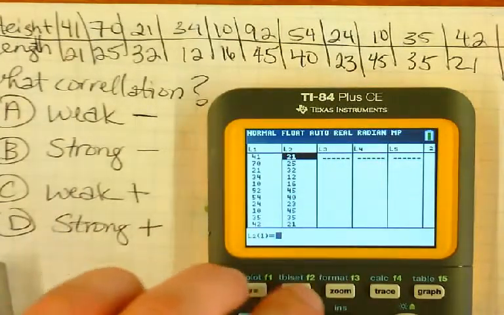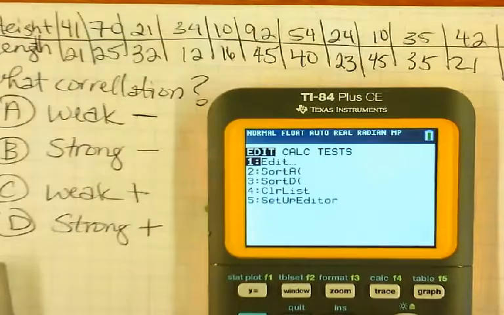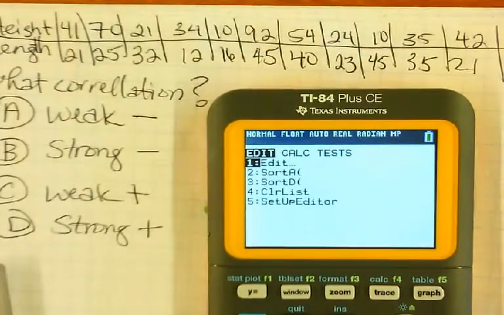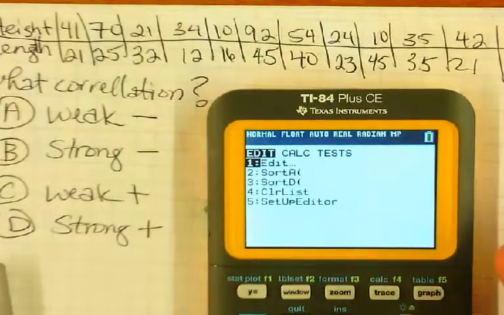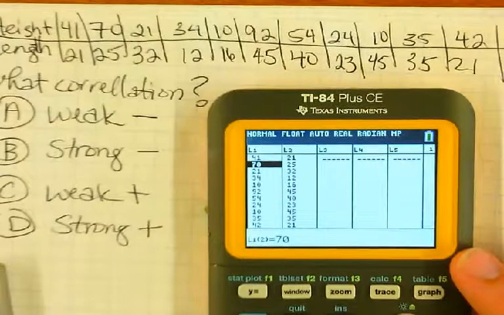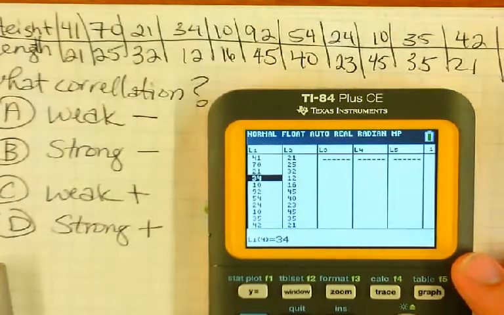All right, guys. So now, stat. Go into edit, and we are going to take our list here. We're looking for 41, 70, 21, 34. Go through. If you already have a table there from somebody else, or if your clear out didn't happen, just go through and make sure that your table worked out right.